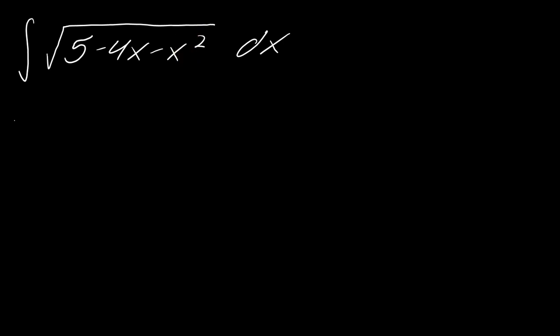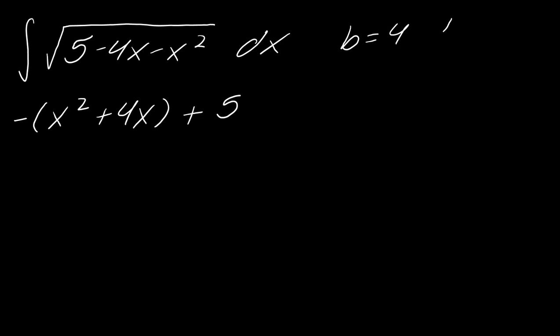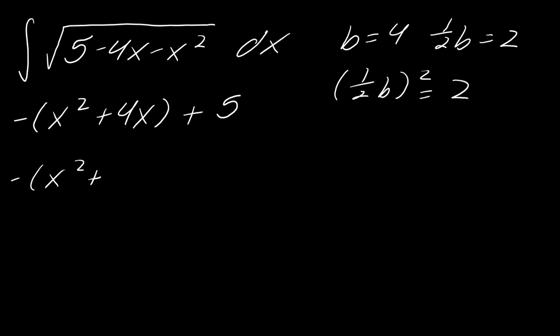Okay, so I am going to factor out the negative on just the x terms, and I'm going to just roll with this 5. And so let's see. I'm going to have that my b is 4, my half b is 2, my half b squared is 4. So I need to just be careful with this. I'm going to add in 4.